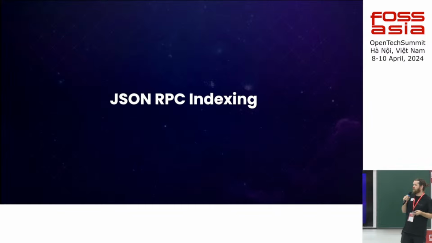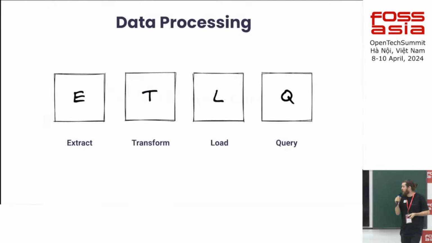So what we actually want to do is index the data, right? We need to find a way that we can index the data and make it highly available. And so the general method to do that is called the ETL queue, right?